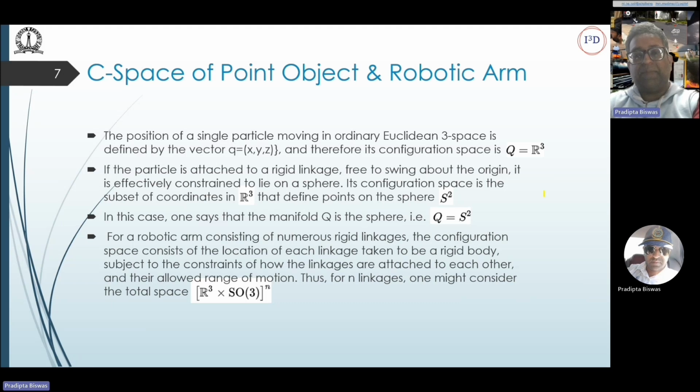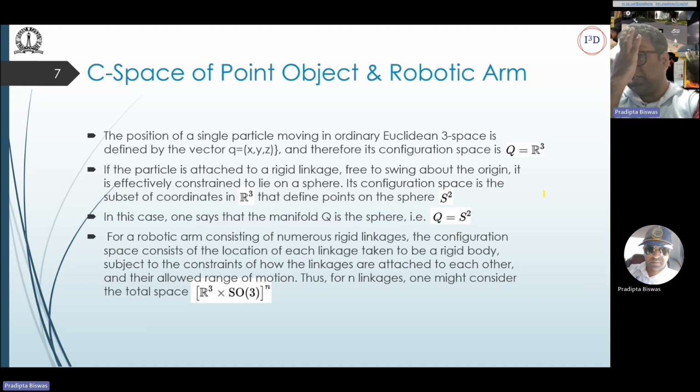So these are some examples of C-space of a point object and a robotic arm. For a freely moving point, the configuration space is defined by R cubed, the Euclidean space defined by the sets of real numbers. R is the set of real numbers. And if the particle is attached to a rigid linkage, then it can only move on the surface of a sphere. The radius is given by the length of the linkage, and the sphere equation is a square.